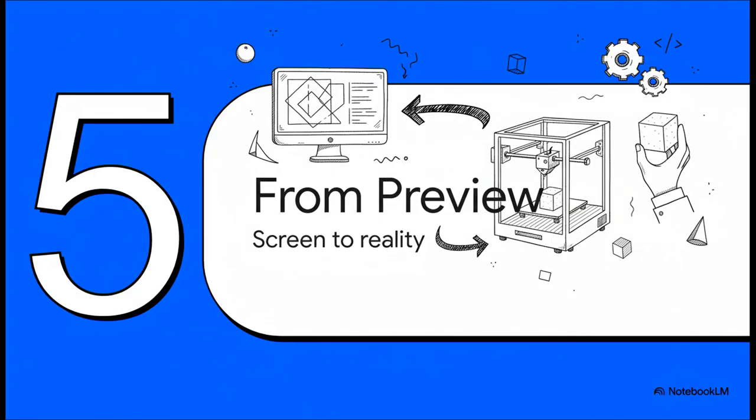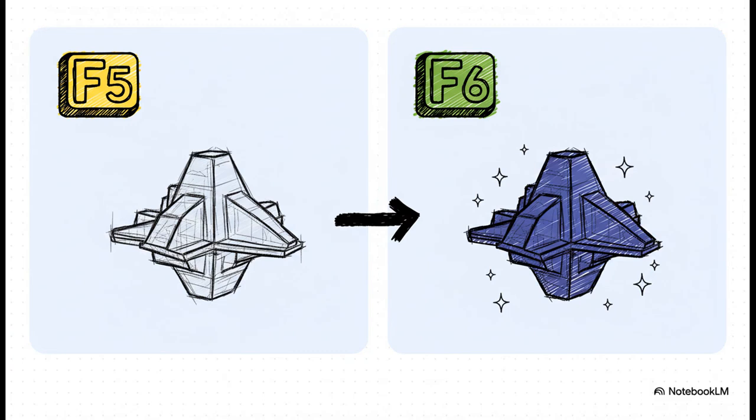Okay, so you've designed your masterpiece. How do you get it from the screen into the real world? Let's talk about going from preview to print. So, OpenSCAD has 2 ways of showing you your model. While you're coding, you'll be hitting F5 all the time. That gives you a quick preview, kind of like a fast, rough draft so you can see what you're doing.